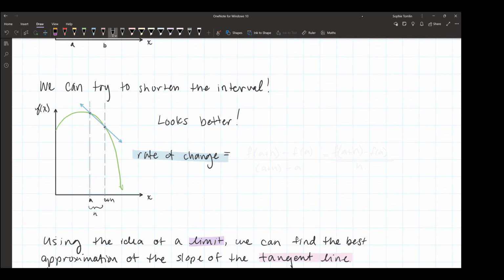Using the formula that we had last time, we can do this. We have the function at a plus h, minus the function at that particular value, a. And in the bottom, we have a plus h minus a. Now we know that simplifies to this. So we have f of a plus h minus f of a, over h.